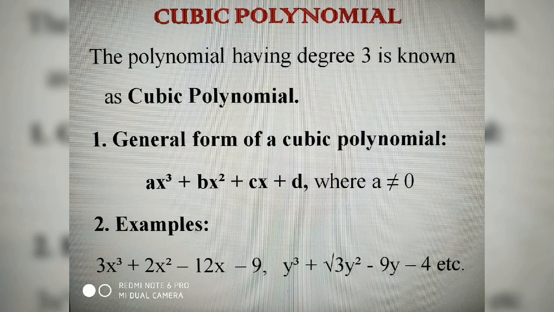Then cubic polynomial. The polynomial having degree 3 is known as a cubic polynomial. The general form of a cubic polynomial is ax cube plus bx square plus cx plus d, where a is not equal to 0. Example: 3x cube plus 2x square minus 12x minus 9.